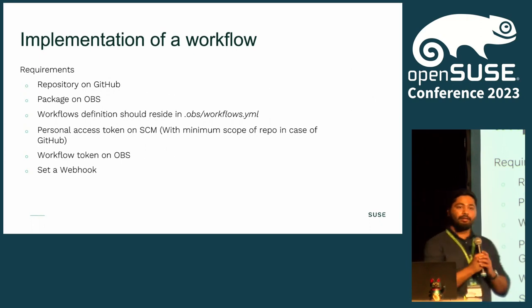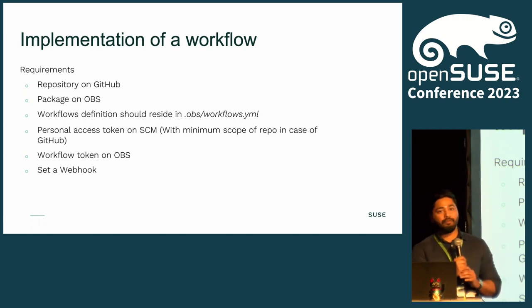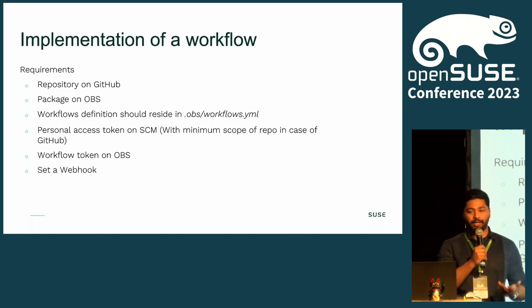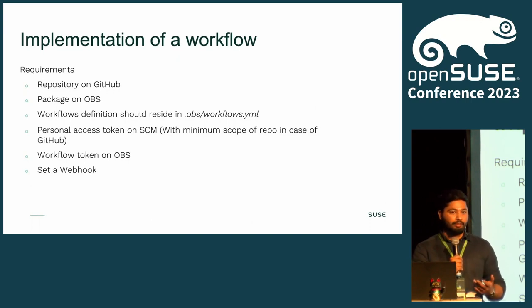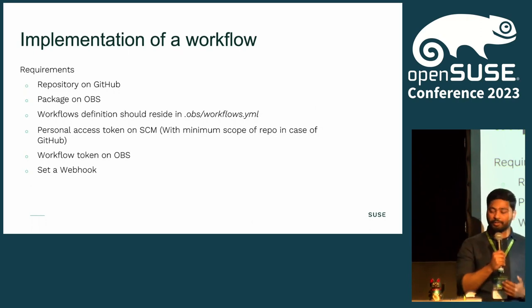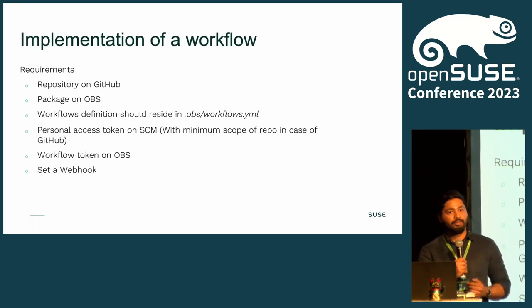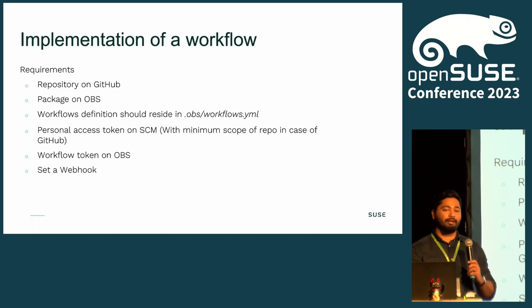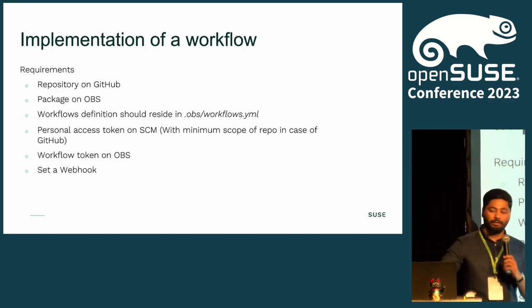Before we start looking into the implementation, we need to fulfill some requirements. First, we obviously need a repo on GitHub or maybe GitLab, and then we need a package on OBS, exactly the same package. Then we also need a definition of the workflow. By default, OBS looks inside the .obs folder, where your workflow file should reside. Then we need to create a personal access token, and we also need to create an OBS workflow token. And finally, one last piece: setting up a webhook.